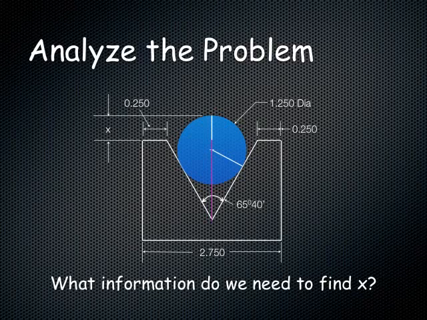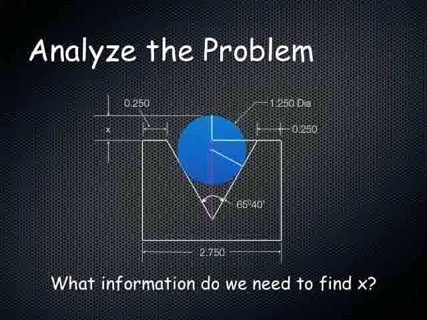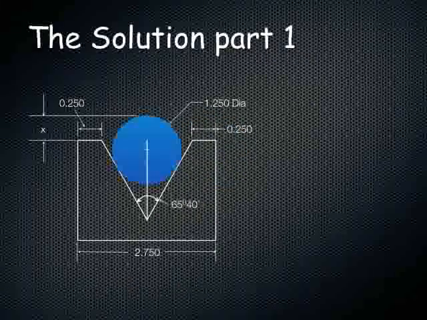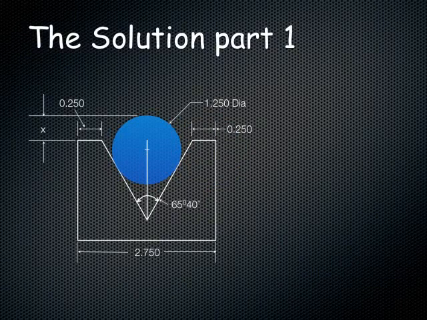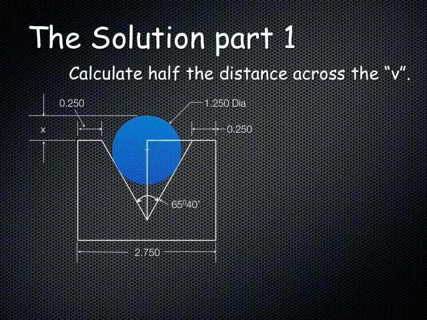Then if we can also calculate the distance from the groove to the top of the groove, perhaps with this triangle constructed, then the difference between the two lengths will be x. So let's see if we can do it. First, we'll calculate some of the different figures we'll need.